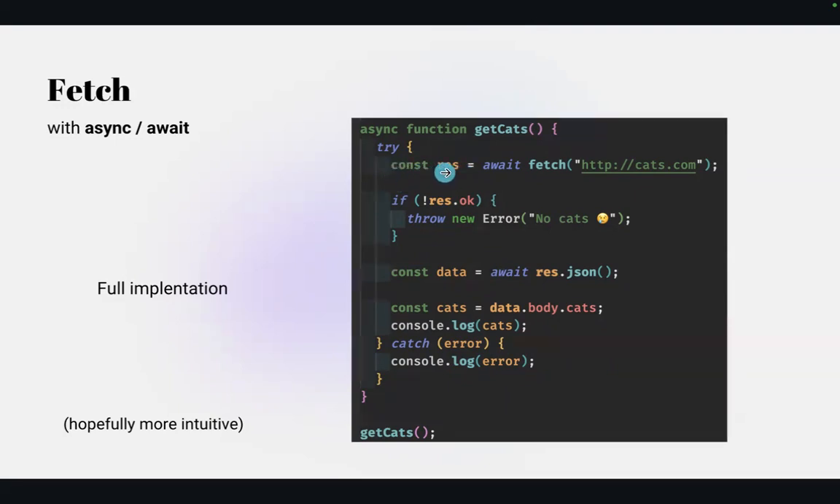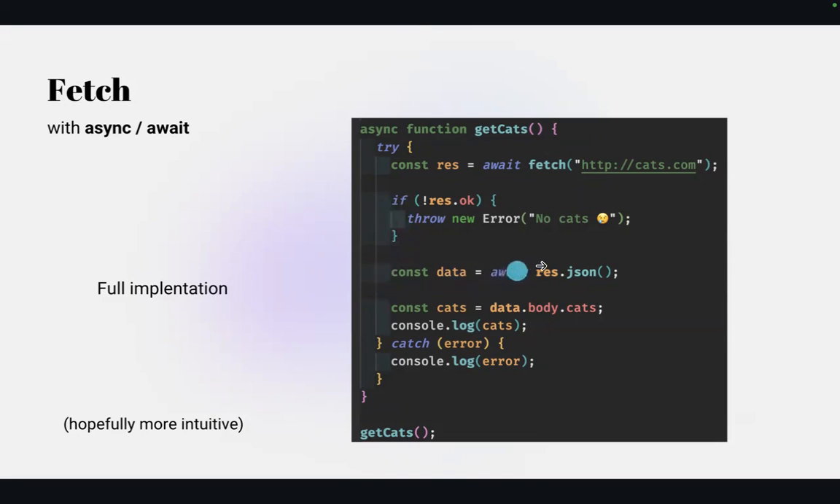So here we're saying response equals await fetch cats.com. This will wait until we get the data, and we don't have to do any dot thens after the fetch. We just await the fetch, and then any code under here, the response will have the response. If the response isn't okay, same as the other one, we throw an error, which will send it into this catch block.